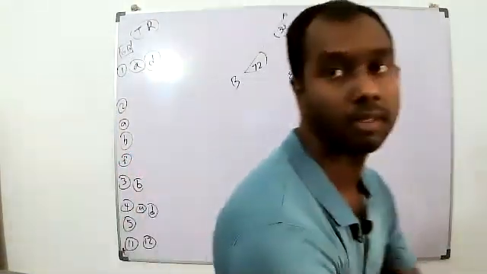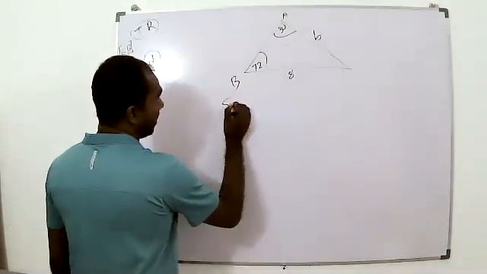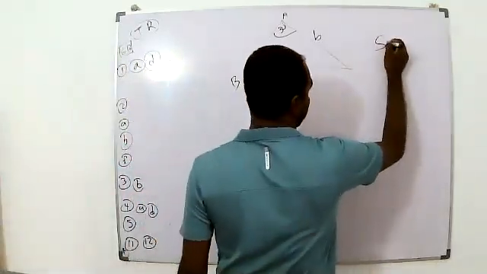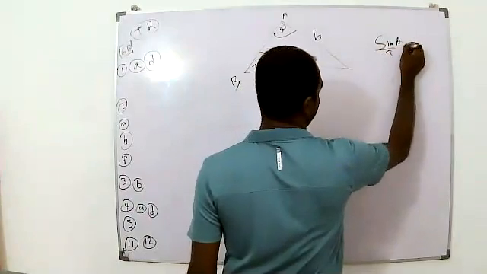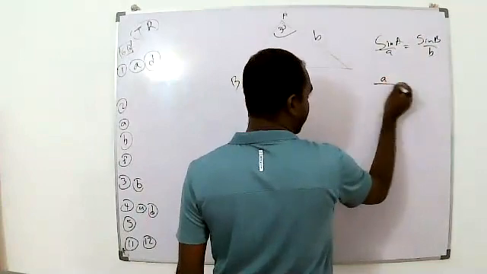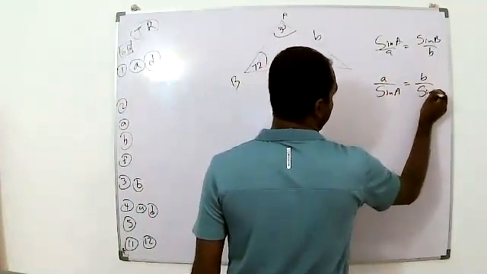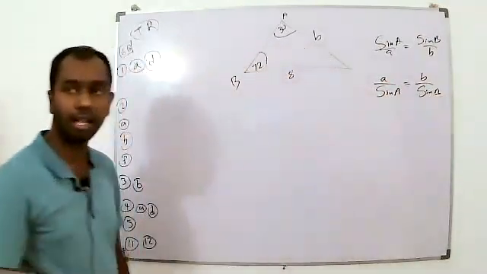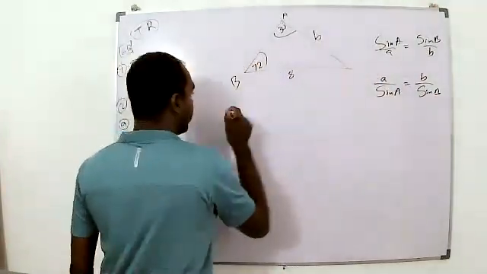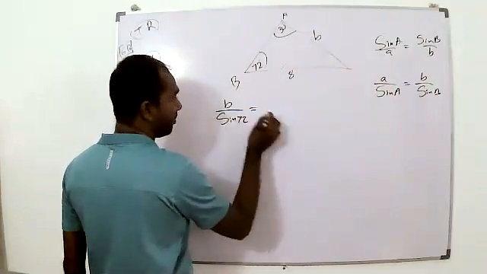So what to do? Simply apply the ratio, no? What is the ratio? Sine. You can take it interchangeably as well. I write sine A divided by a equals sine B divided by b. Or you can write the other way also: a divided by sine A equals b divided by sine B. It's easy when we have b as the subject. So I write b divided by sine 72 should be equal to how much?